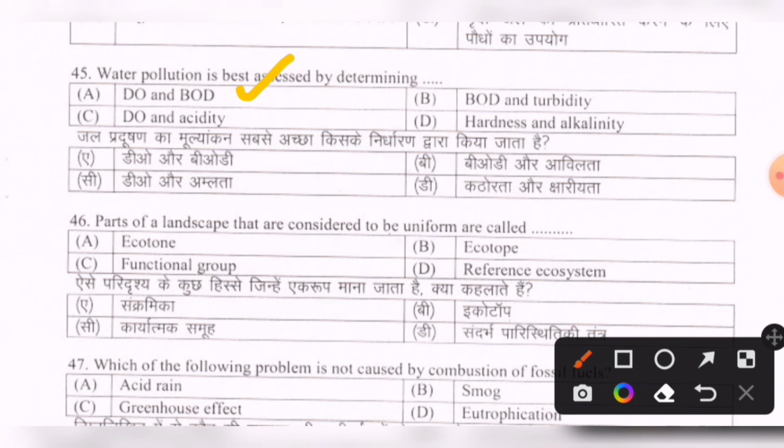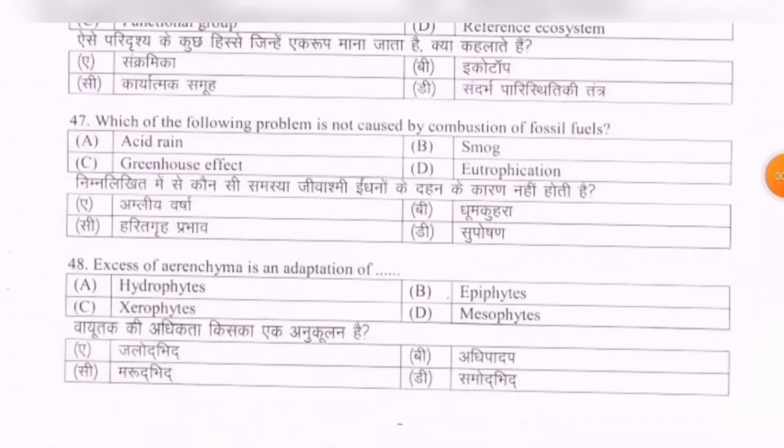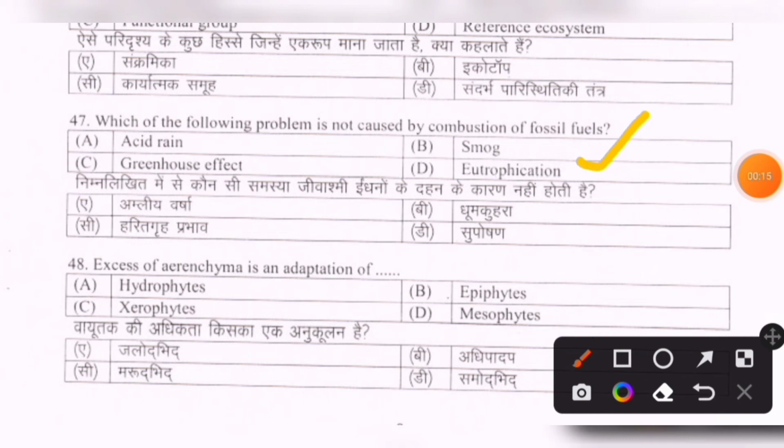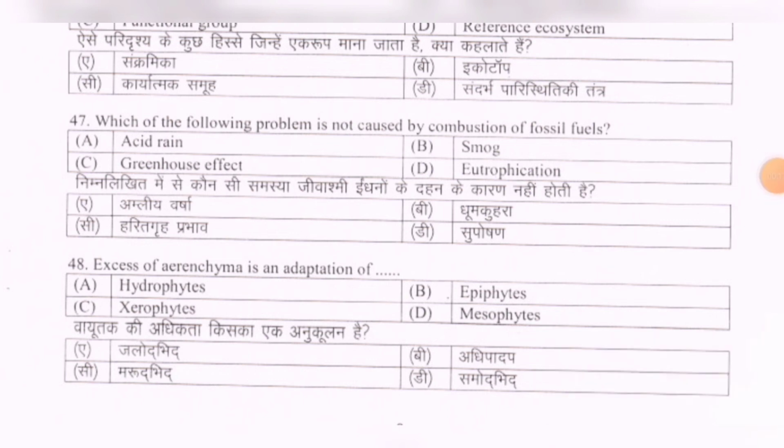Parts of a landscape that are considered to be uniform are called. Options are ecotone, ecotope, functional group, reference ecosystem. The correct option is ecotope. Let's see the next question. Which of the following problems is not caused by combustion of fossil fuels? Options are acid rain, smog, greenhouse effect, eutrophication. The correct option is eutrophication. Let's see the next question.